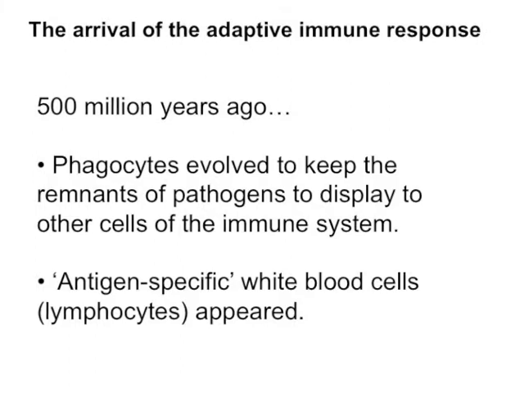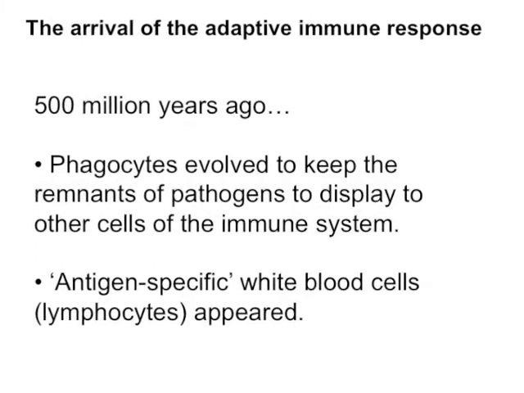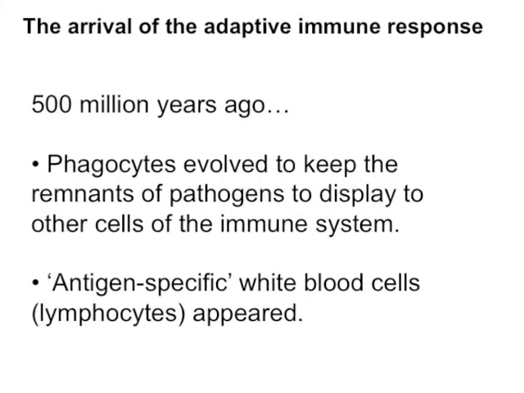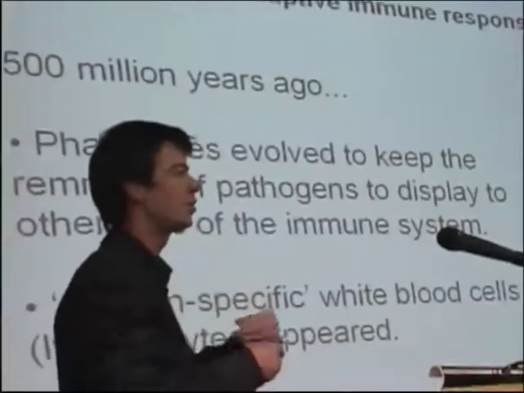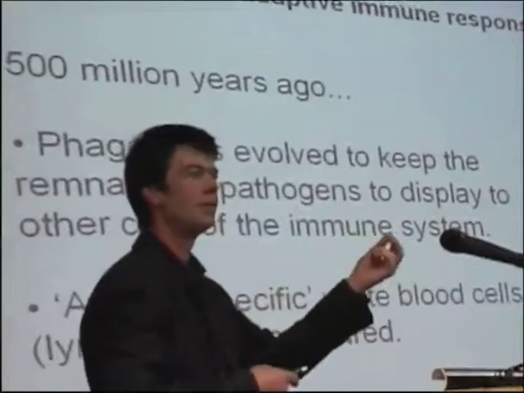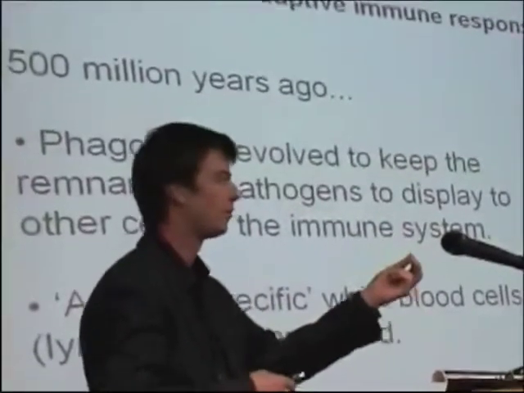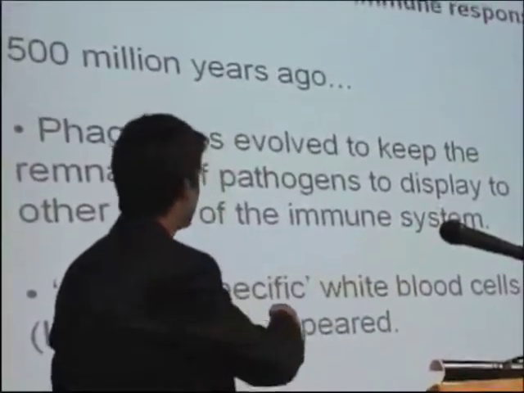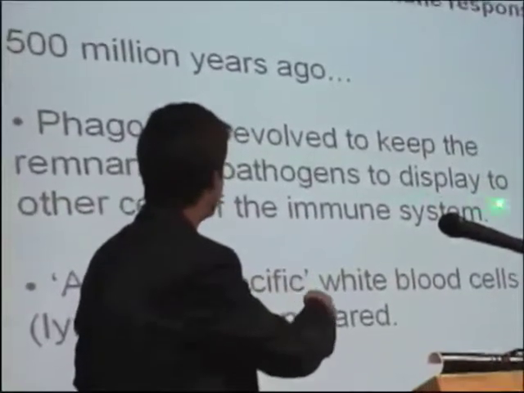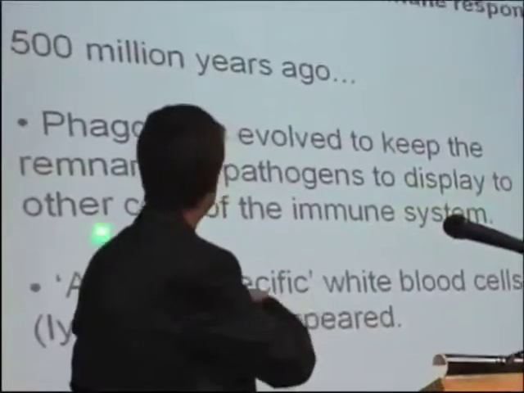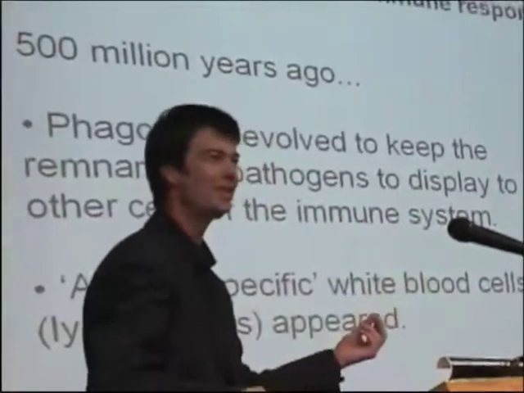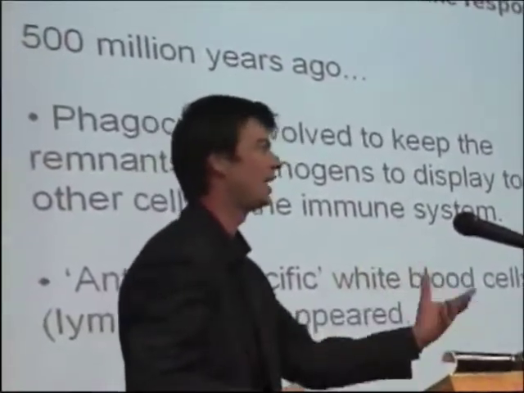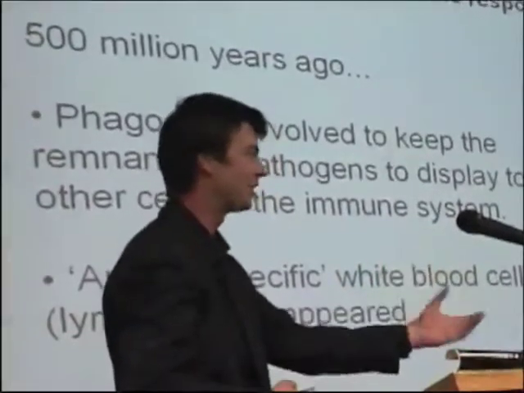And what those white blood cells, those big eaters, the phagocytes, did, instead of just eating microbes, they evolved ways to display little remnants from the destroyed bug on their surface. This display system is a way they display remnants of microbes to other cells of the immune system, to alert other cells that something is amiss and that the other cells should become activated. They should become angry and do something about the problem.